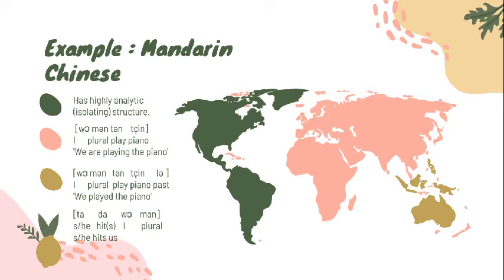Let's check this out. Mandarin Chinese has a highly analytic or isolating structure. For example, "woman tan chin": I, plural, play, piano. We are playing the piano. Or "woman tan chin le": I, plural, play, piano, past. We played the piano. Or "ta da woman": she or he hits I, plural. She or he hits us.